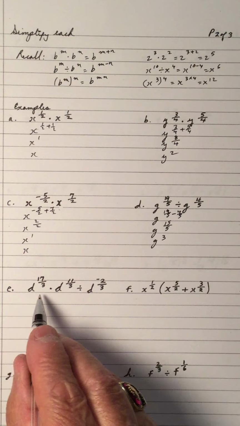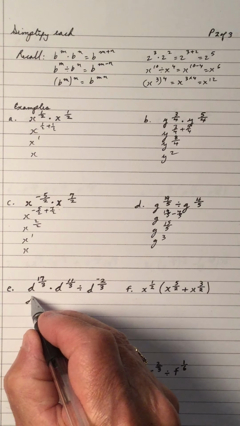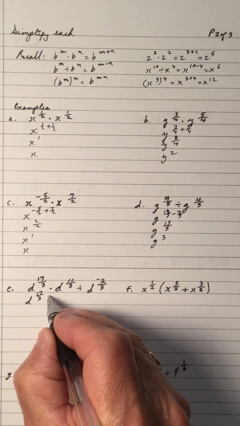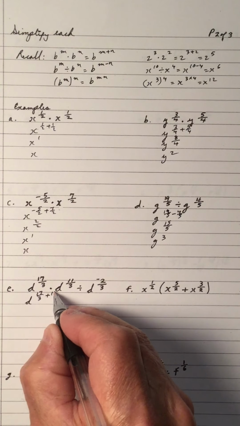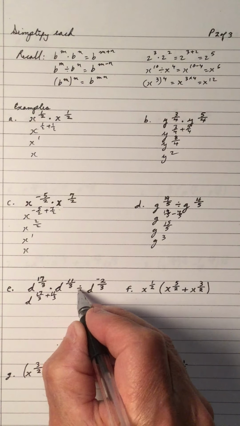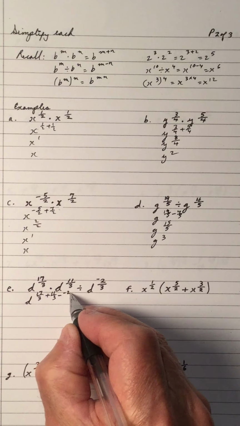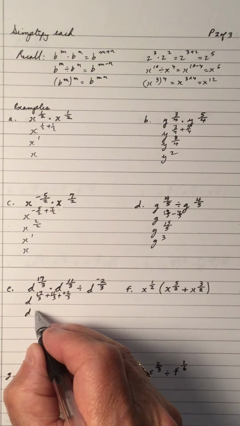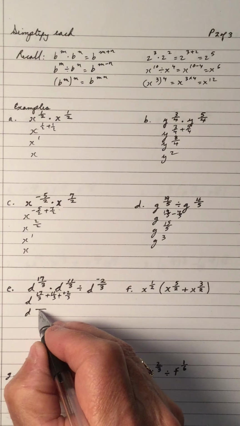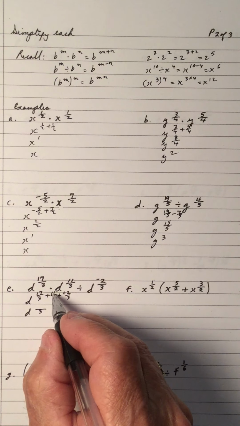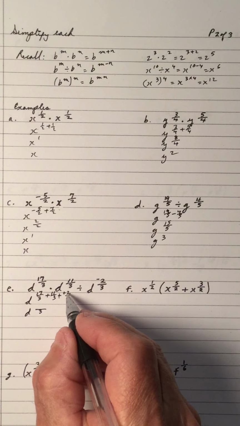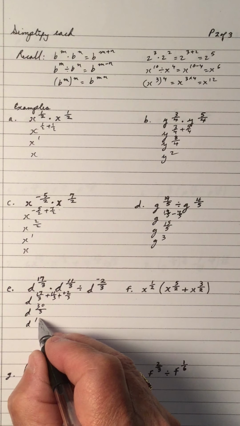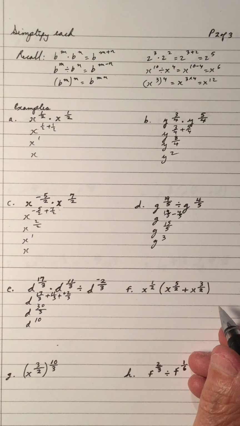E, we're multiplying and dividing, same bases. Base is d. Multiply 17 over 3. When we multiply, we add 11 over 3. When we divide, we subtract negative 2/3. And a double negative makes a positive, so d, common denominator for all three of these is 3. 17 plus 11 is 28, plus 2 is 30, and 30 over 3 is 10, d to the 10, simplified.